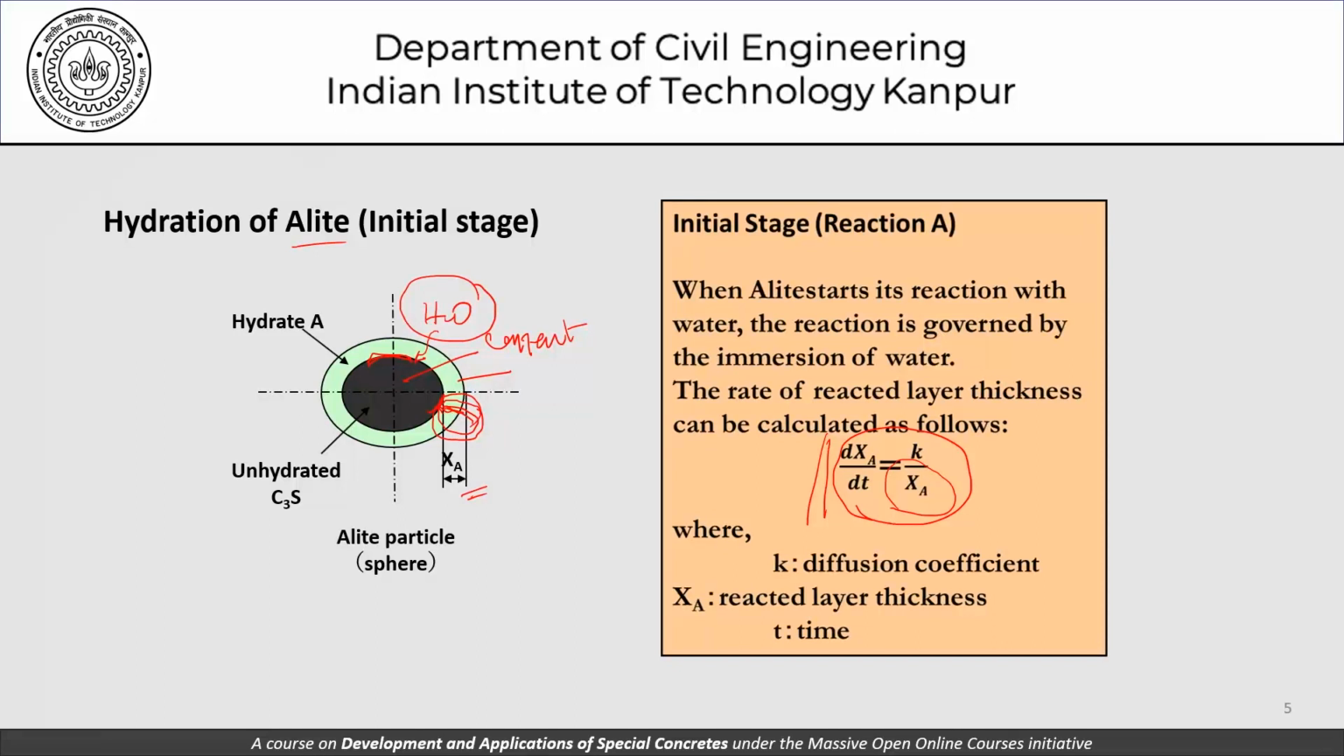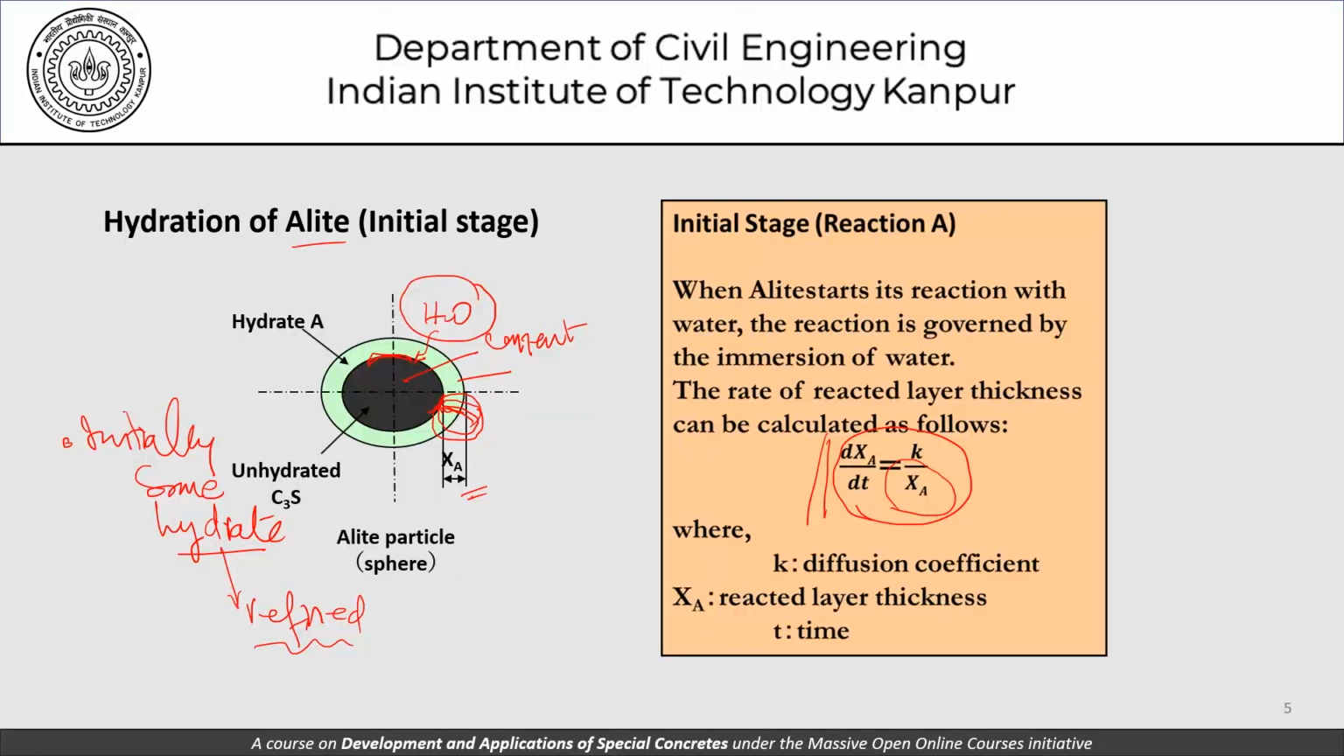There are two things happening. Initially, some hydrates are formed, and as more and more water moves through them, these hydrates or these hydration products are refined. More hydration products are formed. That means the hydration products become denser.